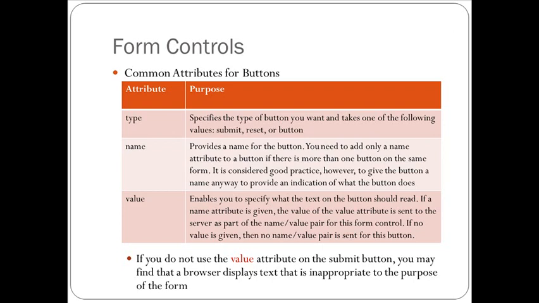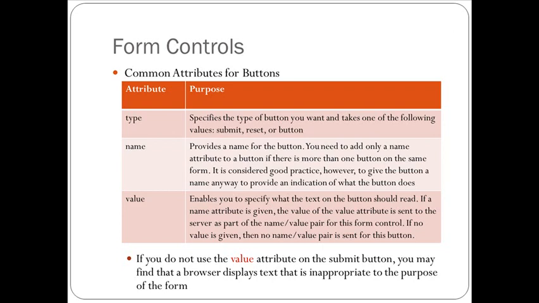If a name attribute is given, the value of the value attribute is sent to the server as part of the name value pair, just like any other control. If no value is given, then no name value pair is sent to the browser or to the server. So the name and value of a button only gets sent to the server if the name attribute is there.